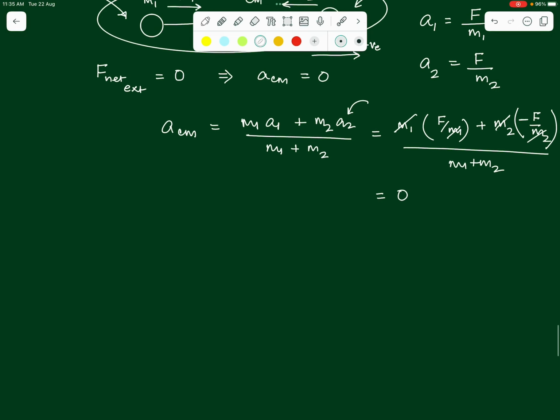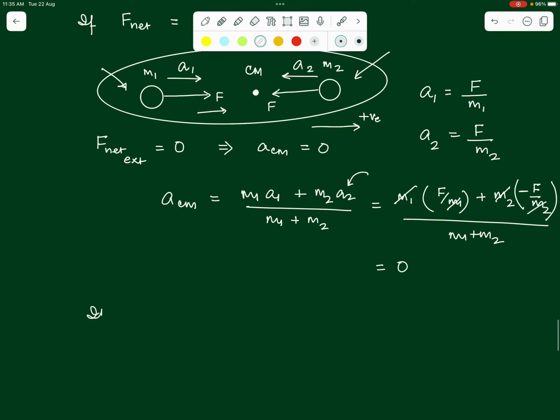So what we have understood from here is that if the net external force acting on a system is 0, this means that the acceleration of center of mass of the system is also 0. This is a very, very important result. See next, what do we mean by acceleration of center of mass being 0? Does it not mean that the rate of change of the velocity of center of mass is 0? This is how we define acceleration, isn't it? Acceleration is rate of change of velocity. This will be 0. What do we mean by the rate of change of velocity of center of mass being 0? It means that the velocity of center of mass does not change.